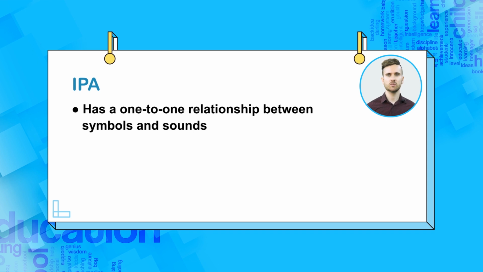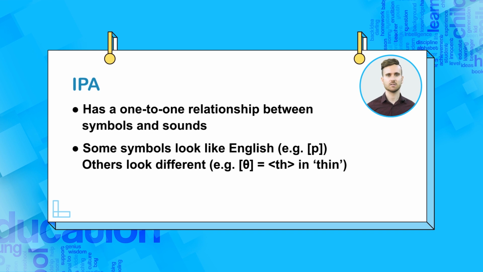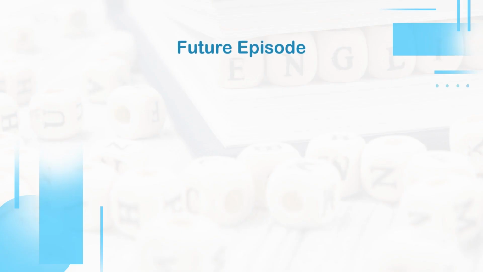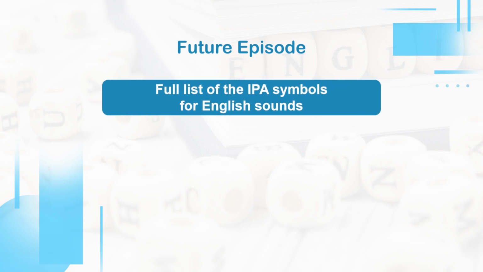These symbols will be used throughout this MOOC. Some look similar to English letters, for example, P, whereas others look very different. For example, Th, which is the Th in thin. Also, you can see we use these symbols on the screen now for written English letters, and these symbols for IPA symbols. In a future episode, we will see a full list of the IPA symbols for English sounds.